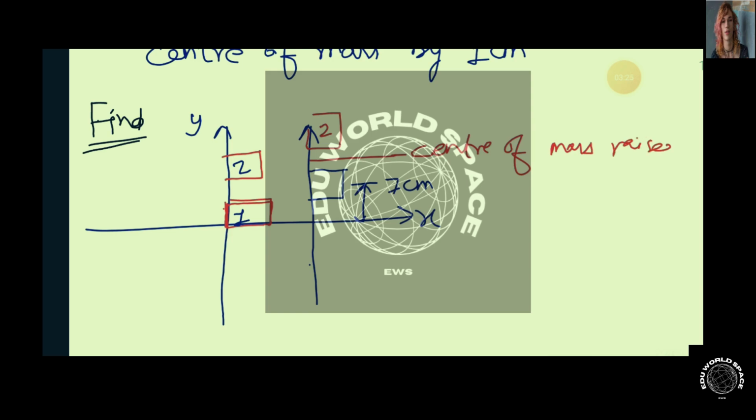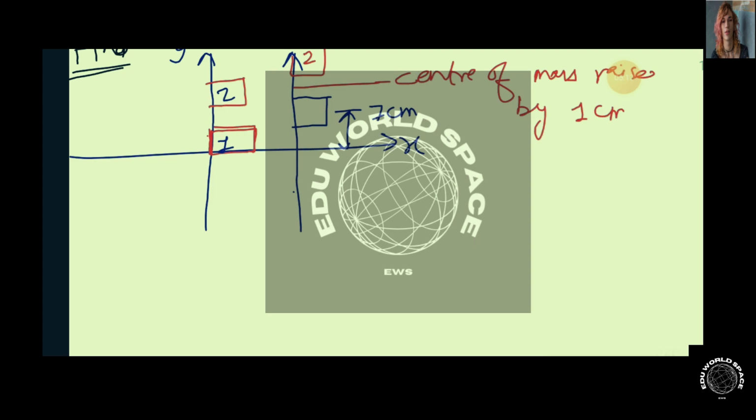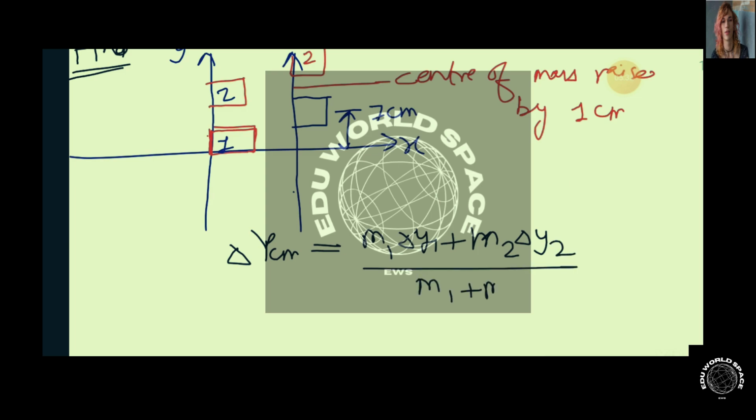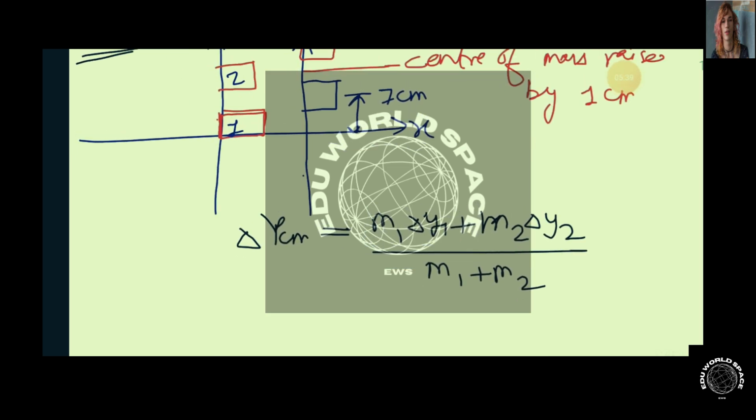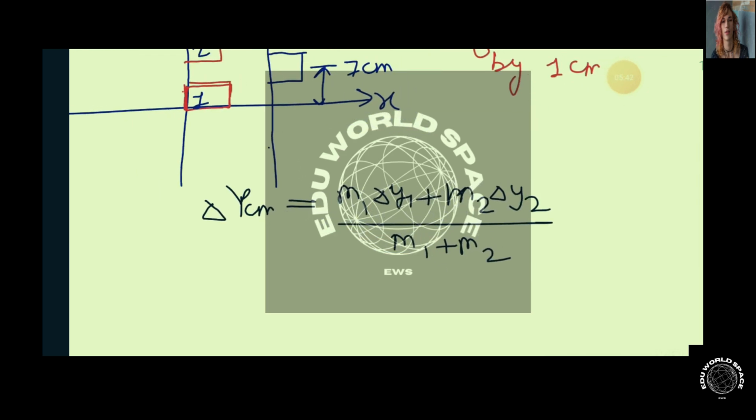So now we use the formula for the y coordinate of the center of mass. It will be written as delta ycm is equal to m1 delta y1 plus m2 delta y2 divided by m1 plus m2. Here delta ycm represents the change in position of the center of mass, and delta y1 and delta y2 represent the change in position of the first block and second block.